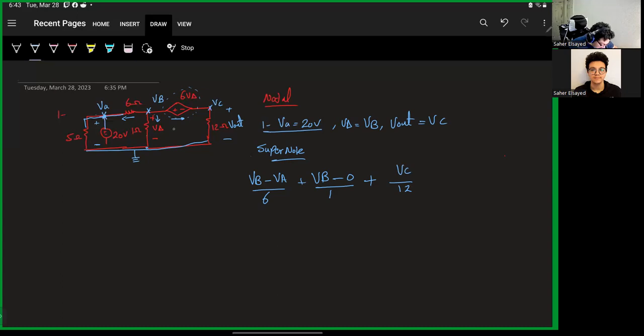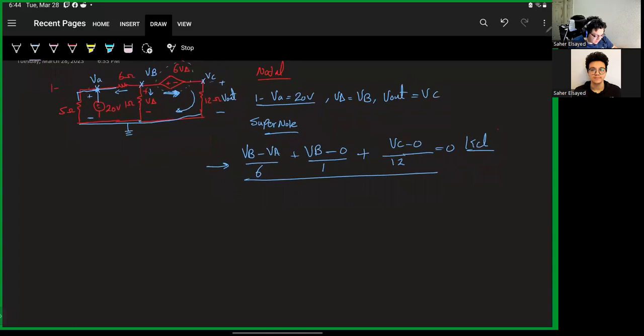Simply because this current has only one direction to go, this direction here. So the current that goes through this dependent source is going to be the same current that goes through the resistor. And the current that goes through the resistor is VC minus 0 divided by 12. And so this is our KCL, or nodal equation, equal to 0, of course.